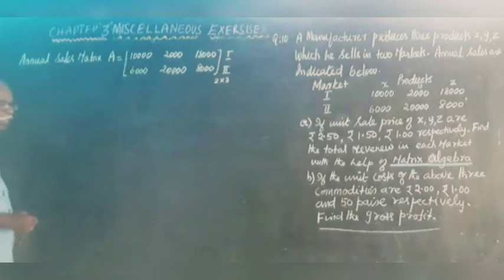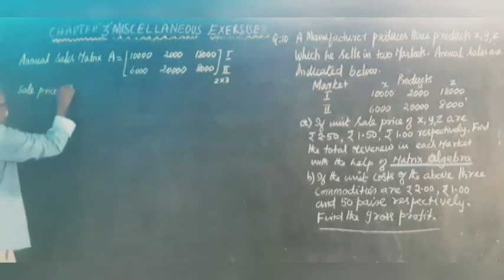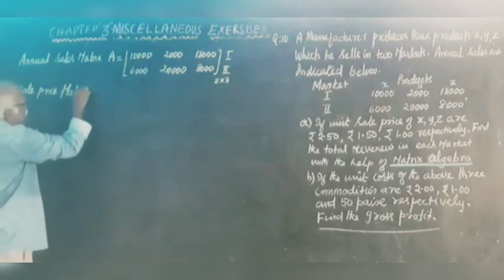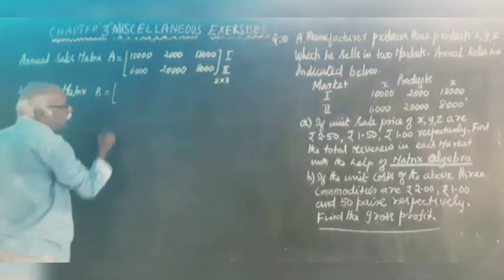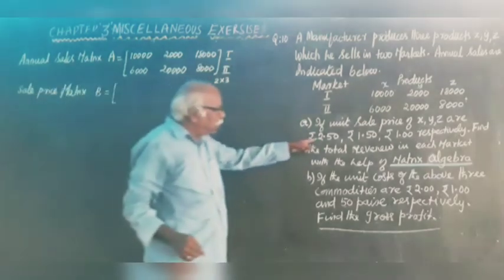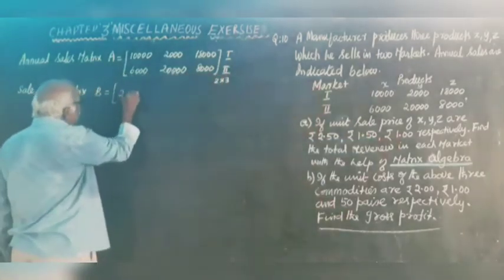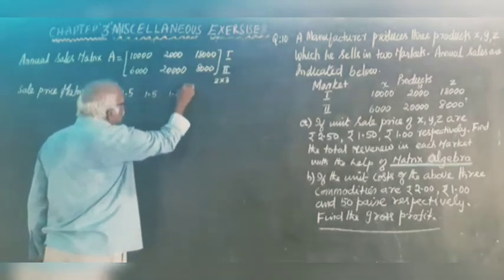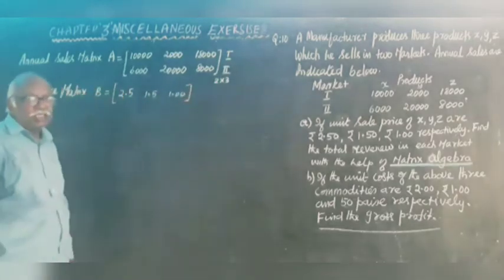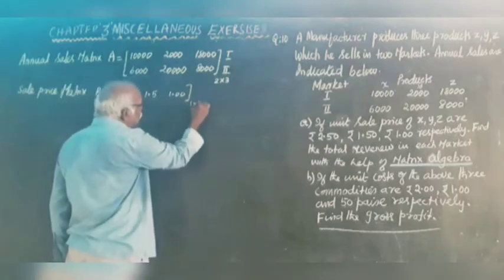Then form the sale price matrix. What is the sale price matrix? B is equal to 2.5, 1.5, 1. It is a row matrix. Its order is 1 row and 3 columns.